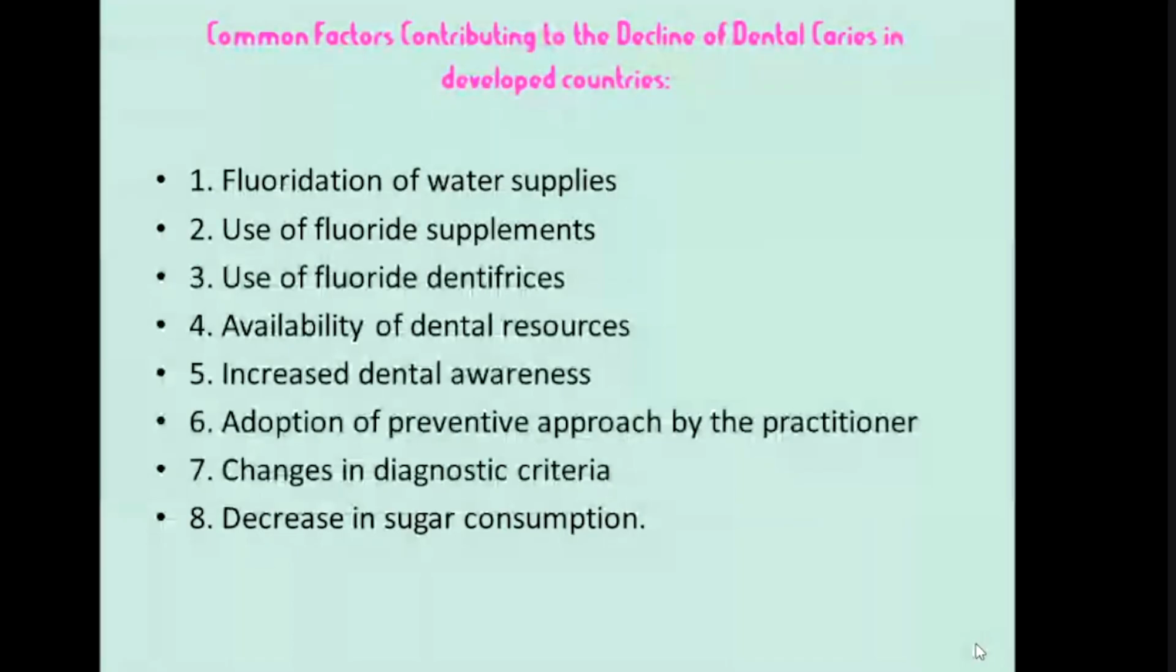We have just two slides to go. The common factors contributing to the decline of dental caries in developed countries.